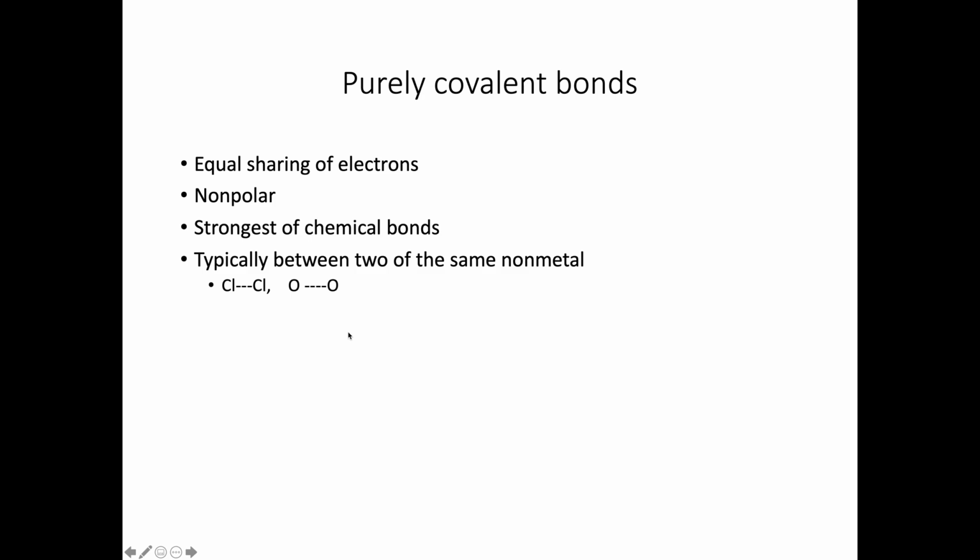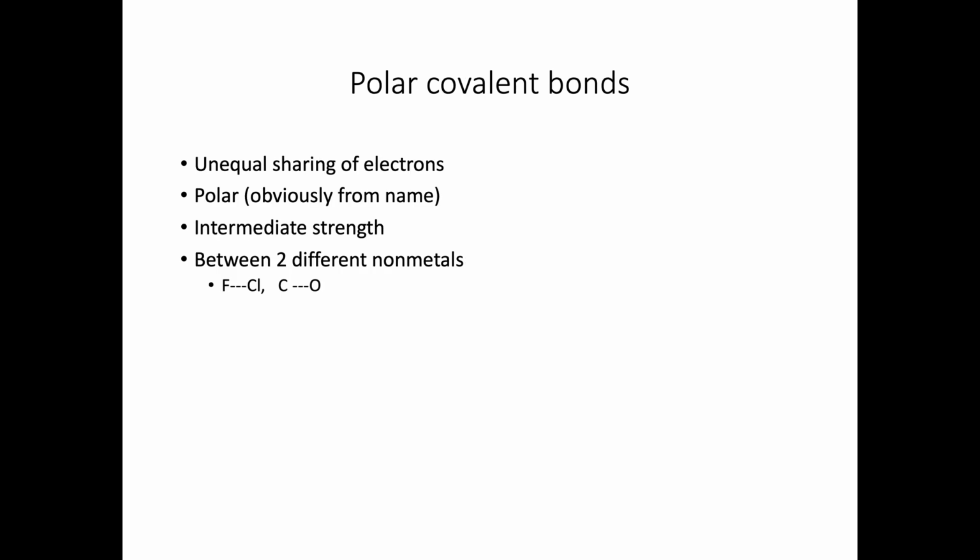Always nonmetals. We're going to talk about nonmetals first because we're going to deal with that stuff in the unit on air pollution and climate change and stuff like that. A lot of nonmetal chemistry. Polar covalent bonds are unequal sharing. So for example, if you look at between fluorine and chlorine, which one has the stronger attraction for electrons?